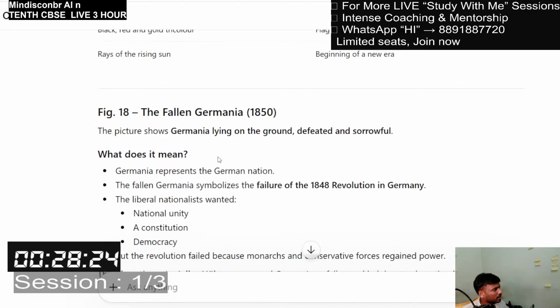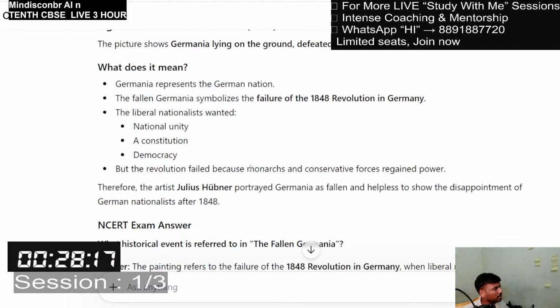The fallen Germania. The picture shows fallen Germania lying on the ground, defeated and sorrowful. What does it mean? Germania represents the German nation. The fallen Germania symbolizes the failure of the 1848 revolution in Germany. The liberal nationalists wanted national unity, a constitution and democracy, but the revolution failed because monarchs and conservative forces regained power. Therefore, the artist Julius Hubner portrayed Germania as fallen and helpless to show the disappointment of German nationalists after 1848.